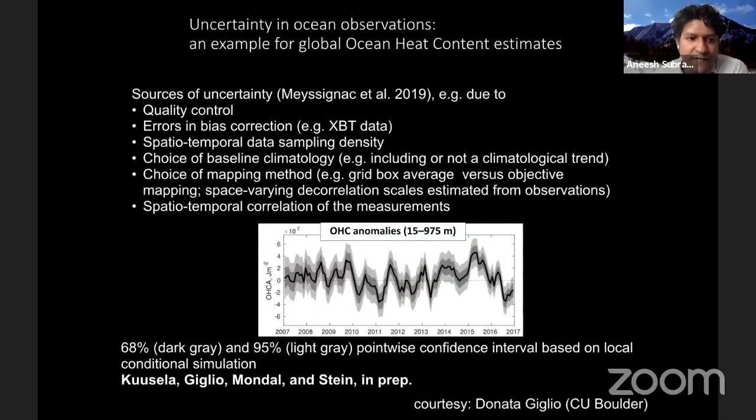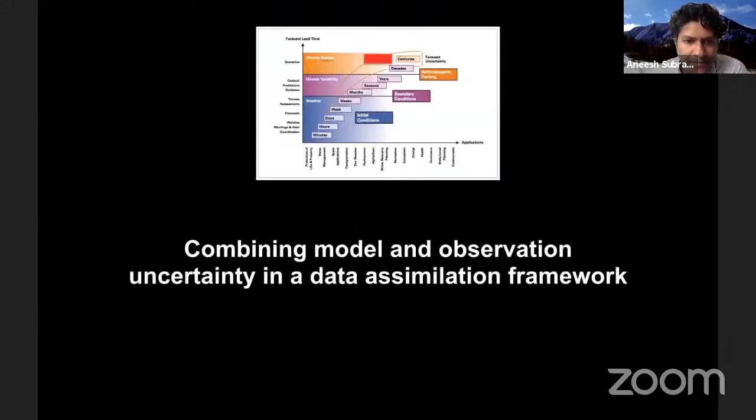And then a fifth and sixth source of uncertainty is how do we map this data? What methods do we use, especially if it's Gaussian or non-Gaussian? How do we objectively map this data, and how do the errors from that mapping translate to products like this? And then a spatiotemporal correlation of these measurements and how that correlation is modeled can lead to improved uncertainty estimation on these products.